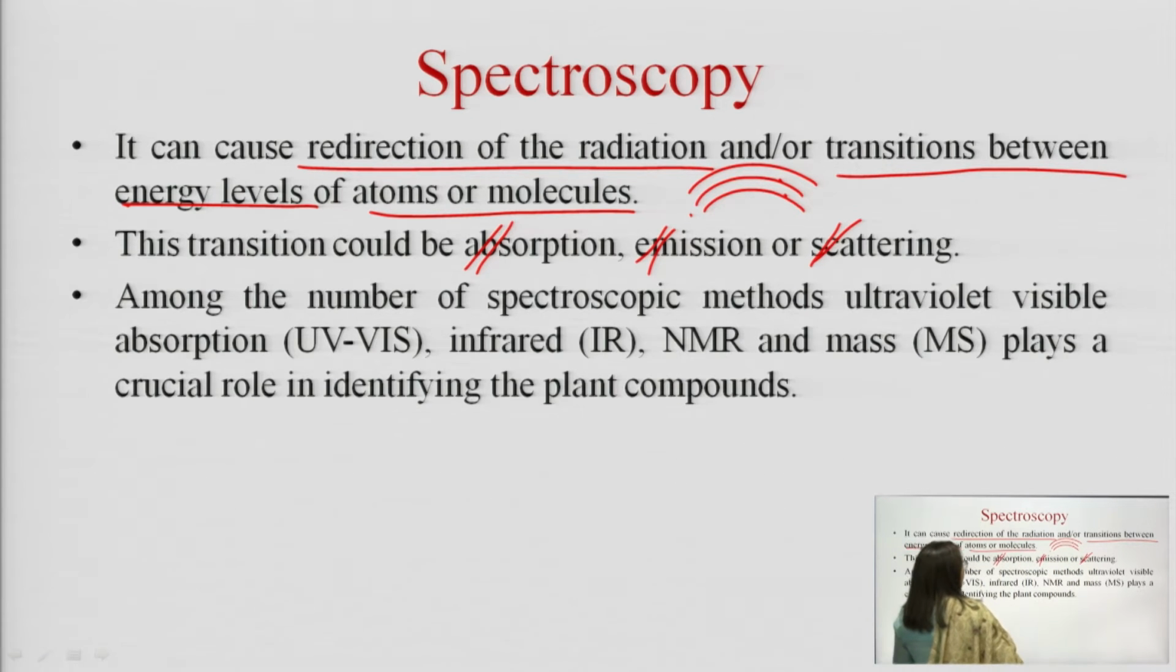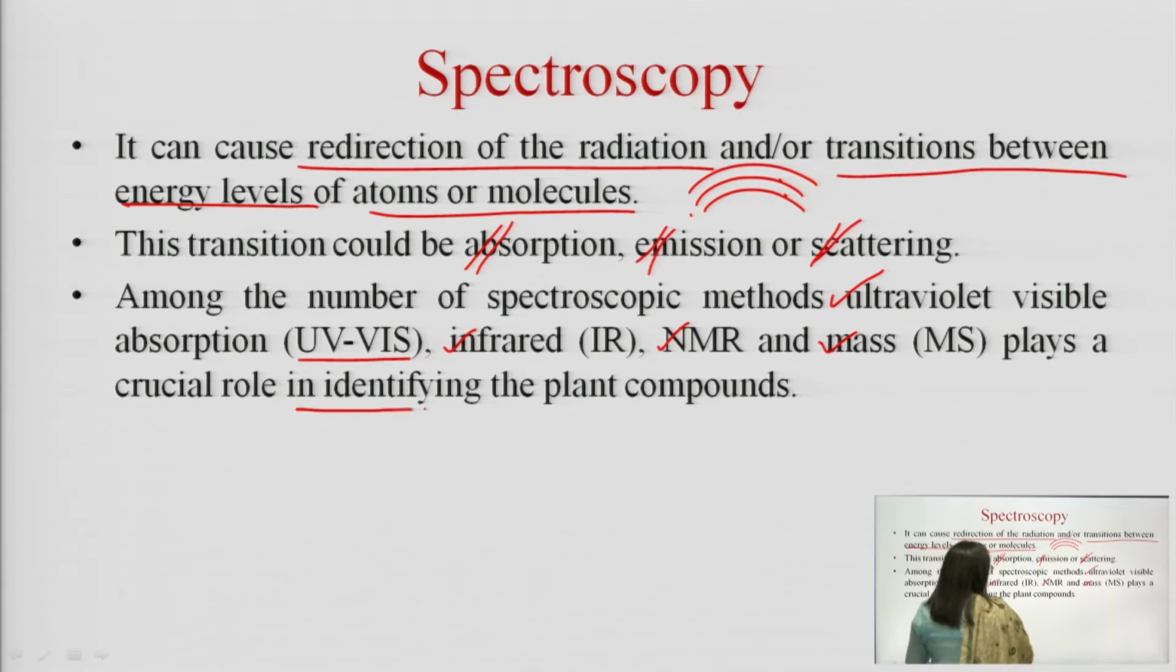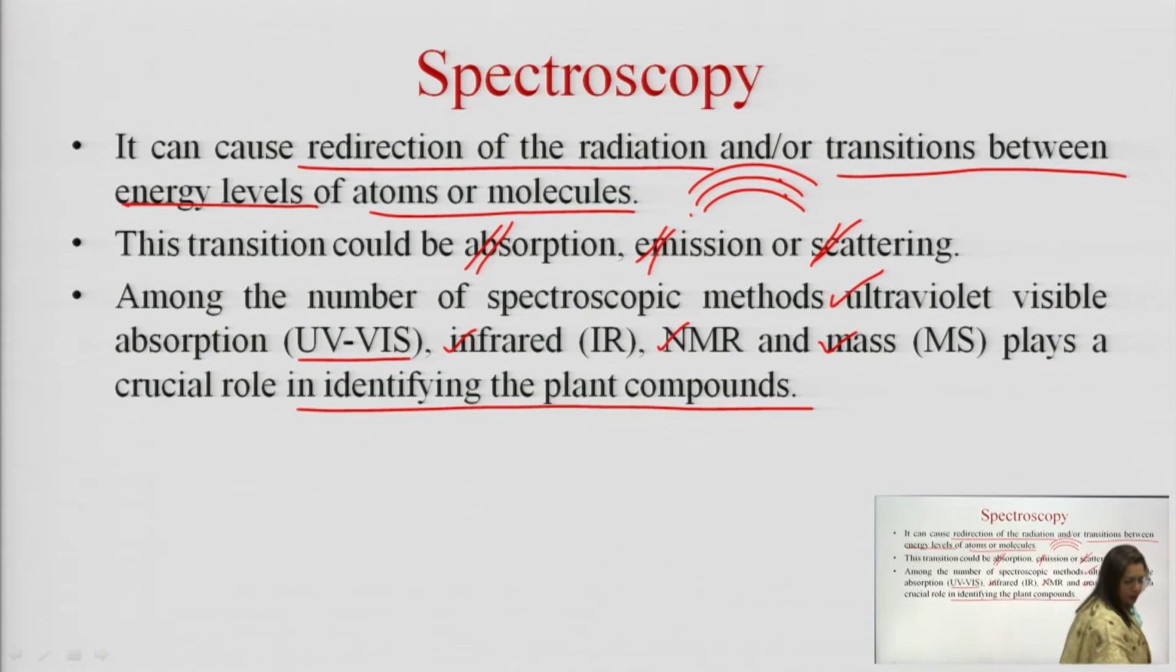Among the number of spectroscopic methods, ultraviolet absorption or UV visible absorption, infrared, that is IR, NMR, that is nuclear magnetic resonance, and mass spectroscopy, that is MS, play a crucial role in identifying the plant compounds.